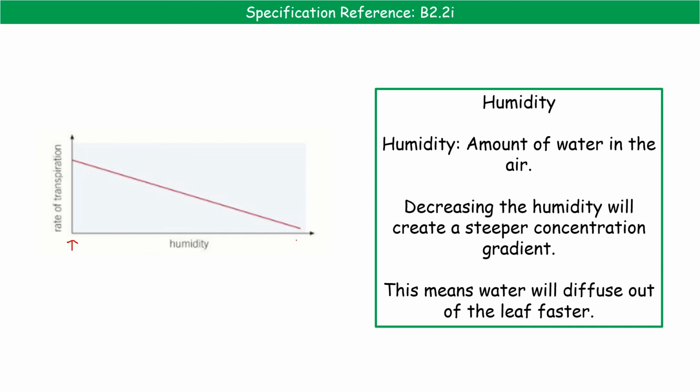When we increase humidity, what we're saying is that there's a large amount of water vapour present in the air around the plant already. So we've made a much smaller difference between the inside and the outside of our plant, so that concentration gradient is much shallower. As a result, diffusion is going to be much slower, and that means our rate of transpiration is much lower.